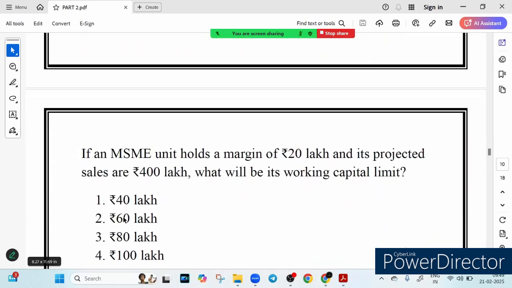Now this is a great question. Let's answer this question. If an MSME unit holds a margin of 20 lakh and its projected sales are 400 lakh, what will be its working capital limit? Options are 40 lakh, 60 lakh, 80 lakh, 100 lakh. First try it yourself, then listen to the explanation.